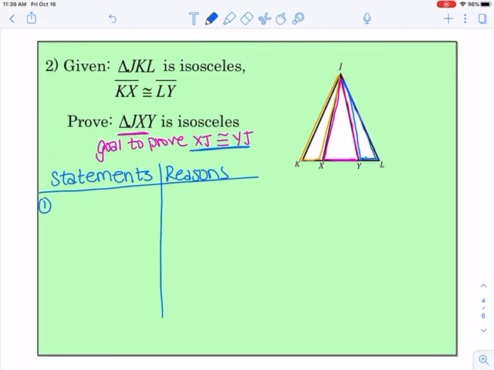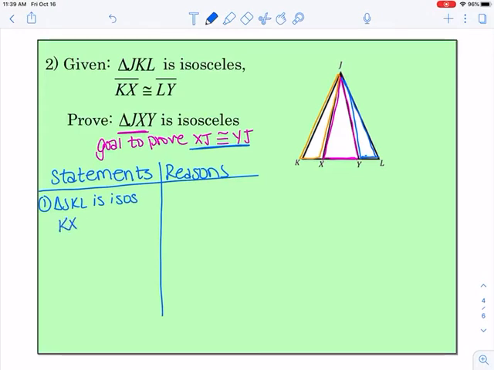First thing I have is triangle JKL is isosceles. Okay, and KX is congruent to LY. And the reason those things are true is because it's given. So the first thing I'm going to do is mark off in my picture KX and LY. So KX and LY are there.